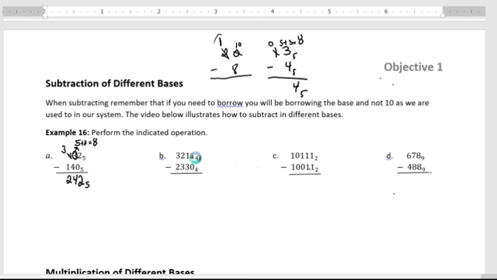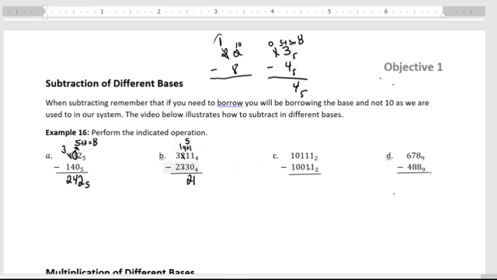Okay, let's try letter B. 1 minus 0 is 1. 1 minus 3, I cannot do that, so I'm going to borrow 1. And what we're borrowing is a base 4. So we have 4 plus 1. So that's going to be a 5. So 5 minus 3 is 2.